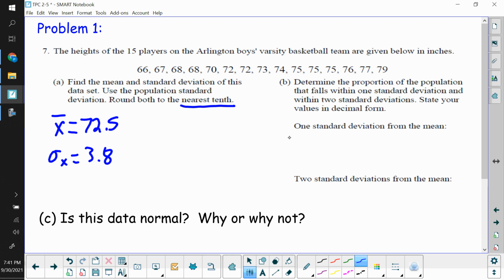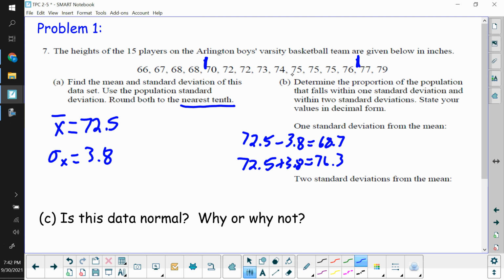So part B, we want to find what proportion is within 1 standard deviation of the mean. So we are going to start with our mean. We're going to have to subtract 1 standard deviation and see what we get. Start with our mean and add 1 standard deviation and see what we get. When we subtract it, we're going to get 68.7. And when we add it, we're going to get 76.3. So 68.7 would be in between here. 76.3 would be in between there.